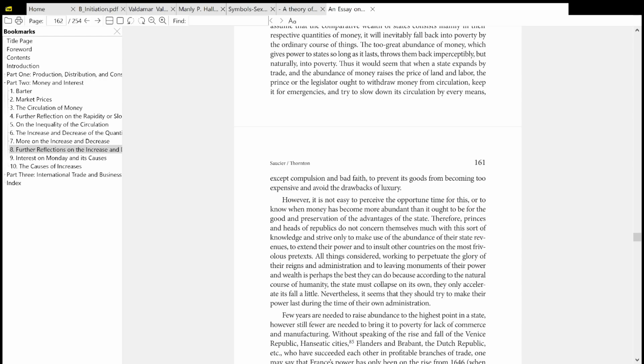of their power and wealth is perhaps the best they can do, because according to the natural course of humanity, the state must collapse on its own. They only accelerate its fall a little. Nevertheless, it seems that they should try to make their power last during the time of their own administration.